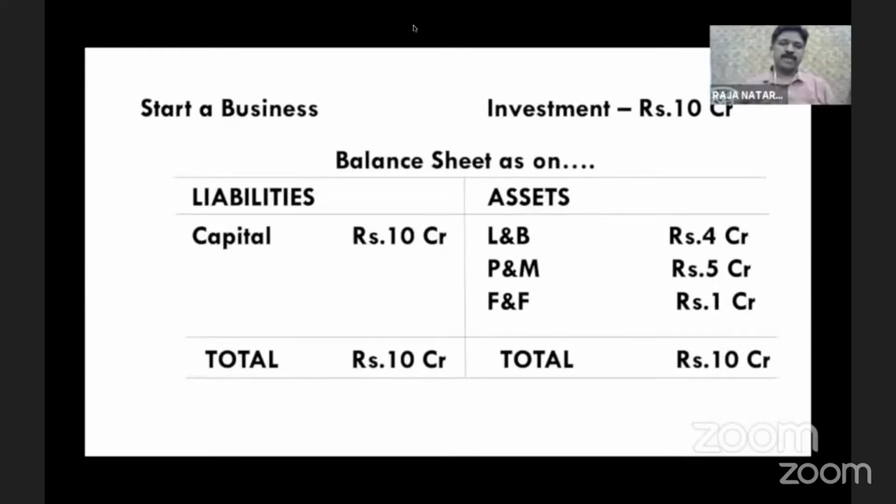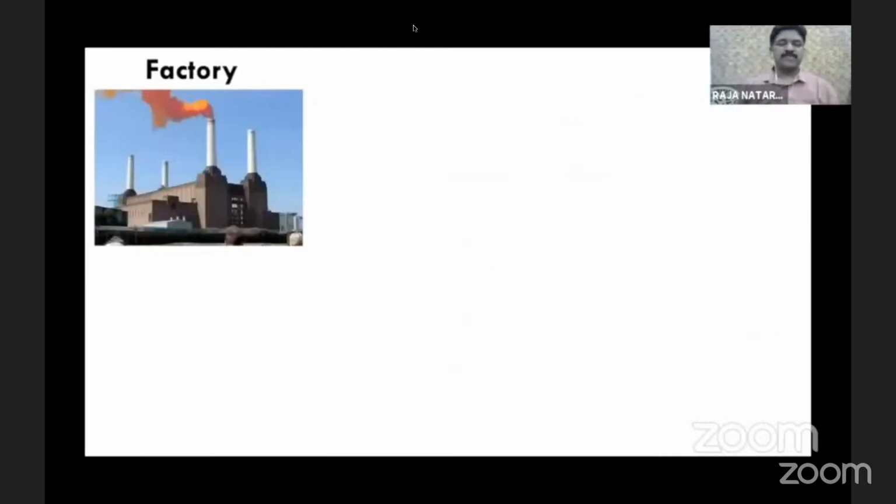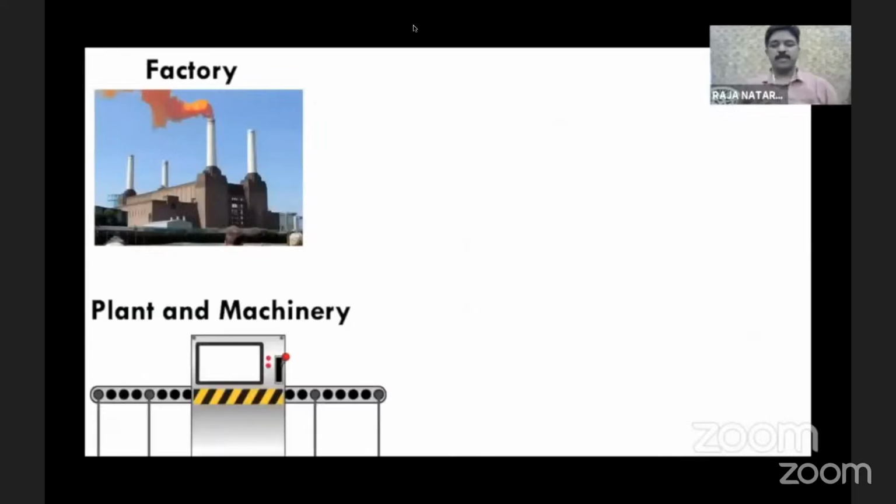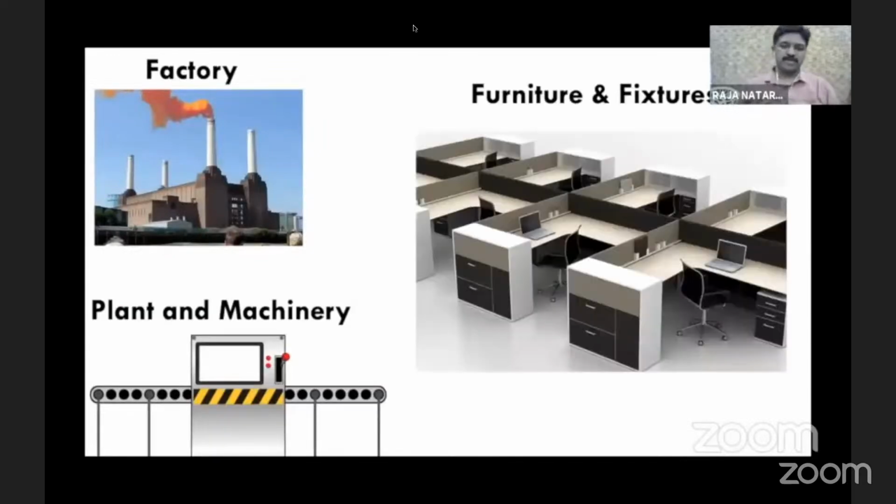So this balance sheet communicates from where money had come for the business. The money of 10 crore had come for this business from the owner. That's why it is called capital. Had it come from outsiders, had it come from bankers, it would have been classified as loan. But it had come from owners, so it is classified as capital. And that money is used for what purpose? Land and building, plant and machinery, furniture and fixture. It means now I have an amazing factory, all plant and machineries and furniture and fixtures. It means I have set up or created a basic infrastructure.